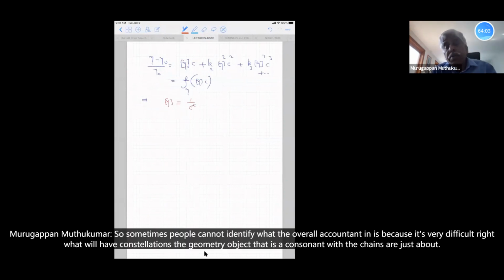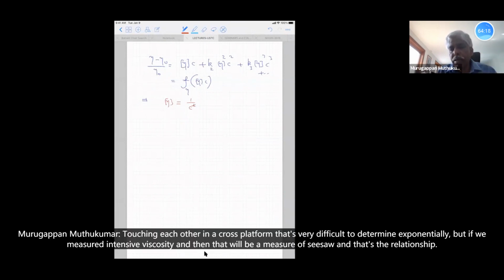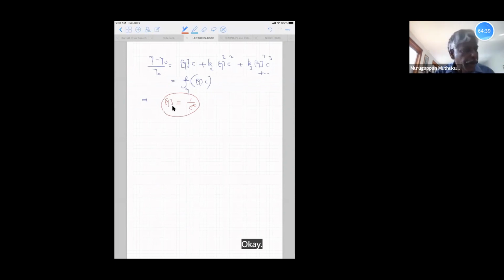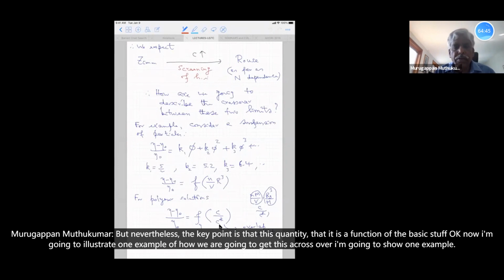So sometimes people cannot identify what the overlap concentration is because it's very difficult. Overlap concentration is a geometric object. That is a concentration at which the chains are just about to touch each other in a close packed form. That's very difficult to determine experimentally. But if we measure intrinsic viscosity, then that will be a measure of C star. That's the relationship, and it's a very useful relationship. So you could combine your scattering experiments with rheology, viscosity measurements, for example. But nevertheless, the key point is that this is a function of C by C star.